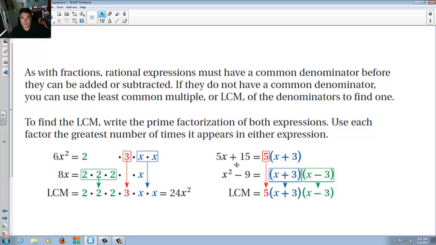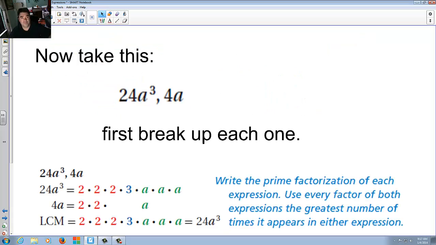Least common multiple. Here, 5x plus 15. Pull the 5 out and make x plus 3. X squared minus 9, you get x plus 3, x minus 3. So you have a 5 and no 5, take the 5. X plus 3 and no x plus 3, take x plus 3. Nothing and x minus 3, take x minus 3 and combine it this way. And that's how you do it.